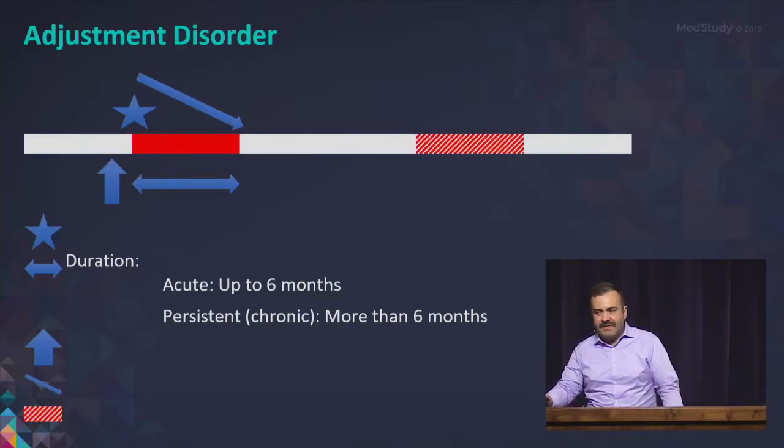There are 2 forms of it. I don't think you need to know. It is acute, which is up to 6 months, or persistent, which is more than 6 months.